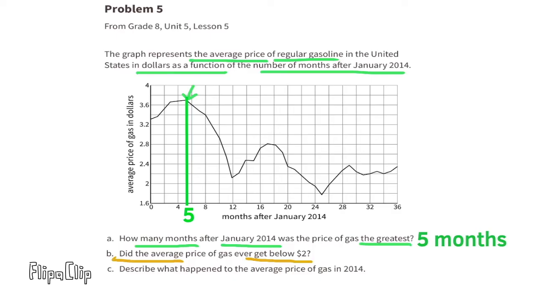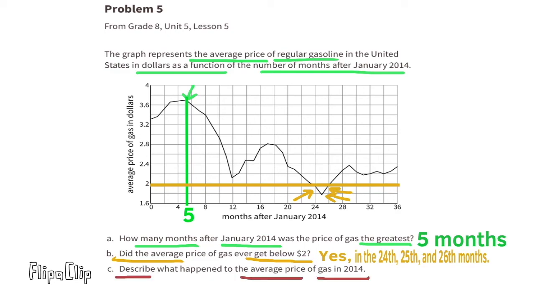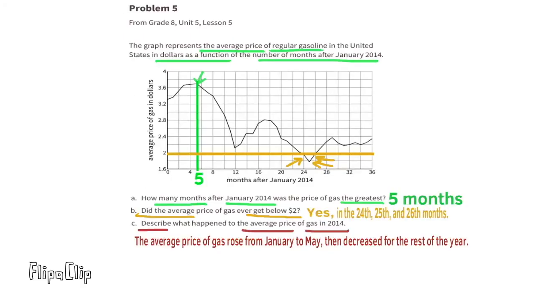B. Did the average price of gas ever get below $2? This horizontal line represents $2, and as you can see, there was one time when gas went below $2, so the answer is yes. During the 24th, 25th, and 26th months after January 2014, the gas price dipped below $2. C. Describe what happened to the average price of gas in 2014. The average price of gas rose from January to May. Then, the average price of gas decreased the rest of the year.